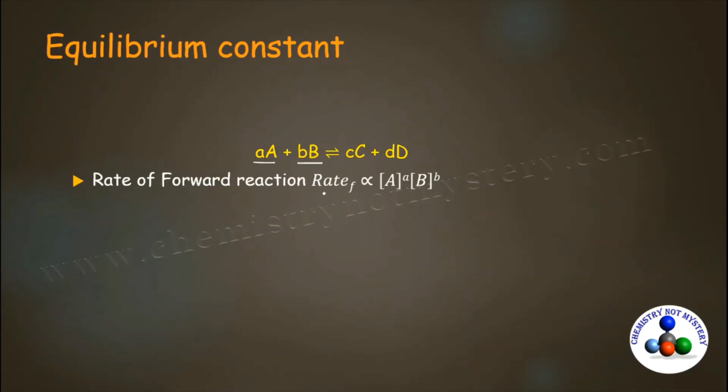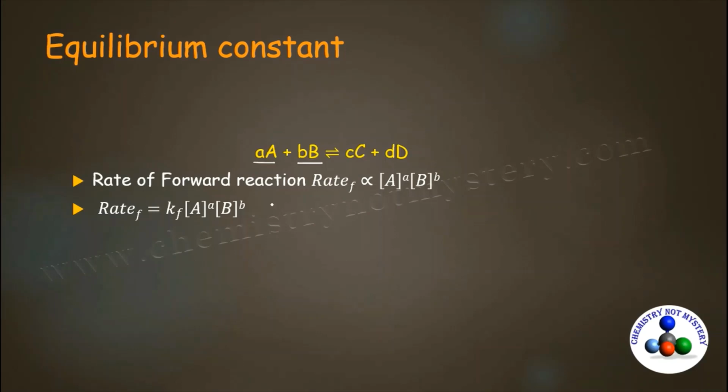So you will get rate of forward reaction is directly proportional to the concentration of A raised to the power a, multiplied by concentration of B raised to the power b. Now remove the proportionality sign. So you will get rate of forward reaction is equal to Kf, where Kf is the rate constant, multiplied by [A] raised to the power a and [B] raised to the power b.